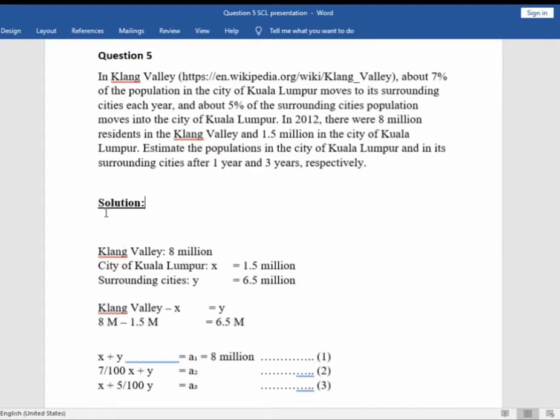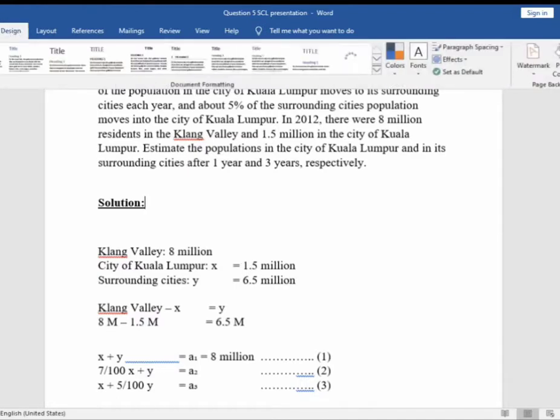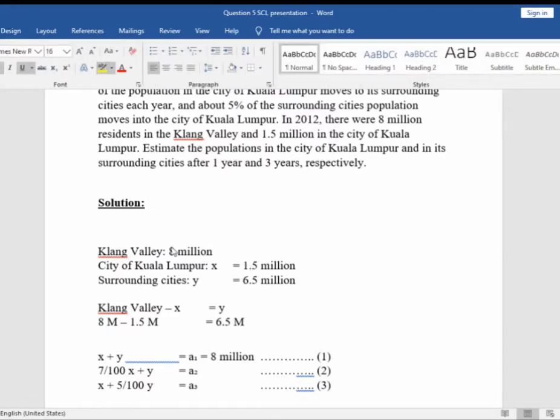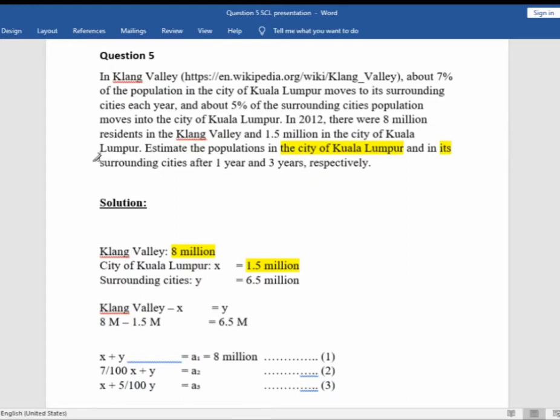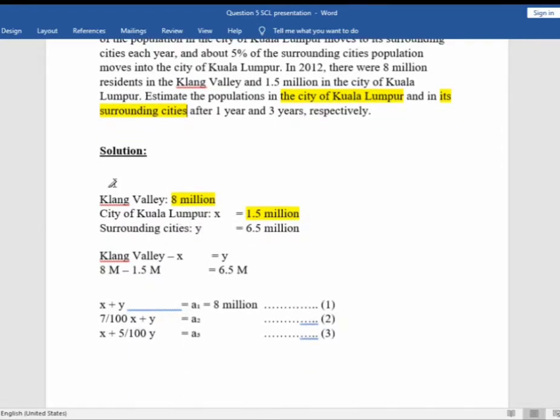Okay, from the question, we can take all the information given, which is that the Klang Valley has 8 million and the city of Kuala Lumpur is represented with 1.5 million. But the question is asking about the city of Kuala Lumpur and its surrounding cities, which means the question didn't ask for the Klang Valley but asked for the city of Kuala Lumpur and its surrounding cities. So we need to find in 2012 the number of residents around the city.